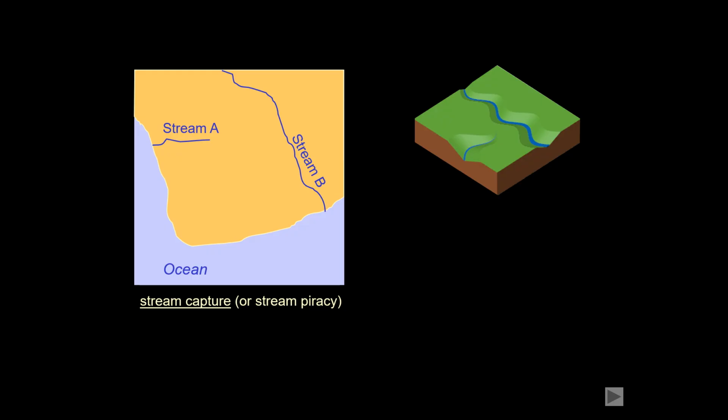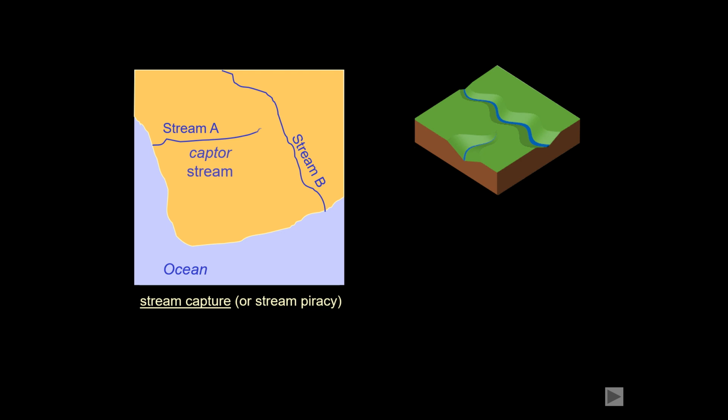And headward erosion can also produce some sort of interesting things with streams. So here in this example on the left, this is a sort of a map view of two streams. You have stream A and stream B. What's going to happen here, I'm going to animate this, and stream A is going to continue moving to the right, and it's going to capture the water coming from stream B and redirect that water. We call this process stream capture or stream piracy.